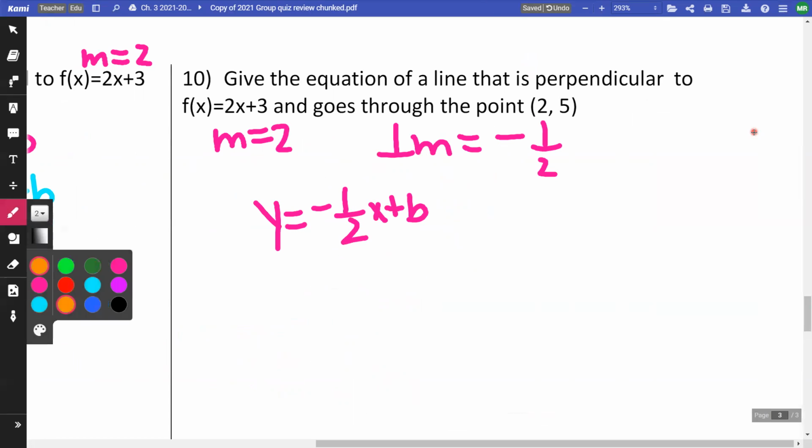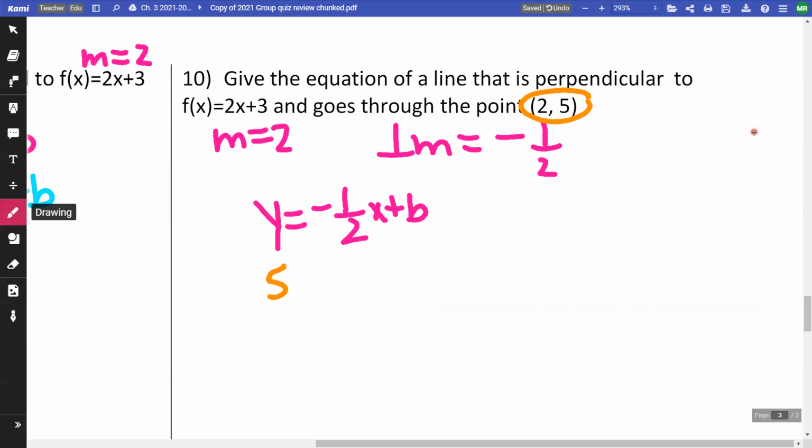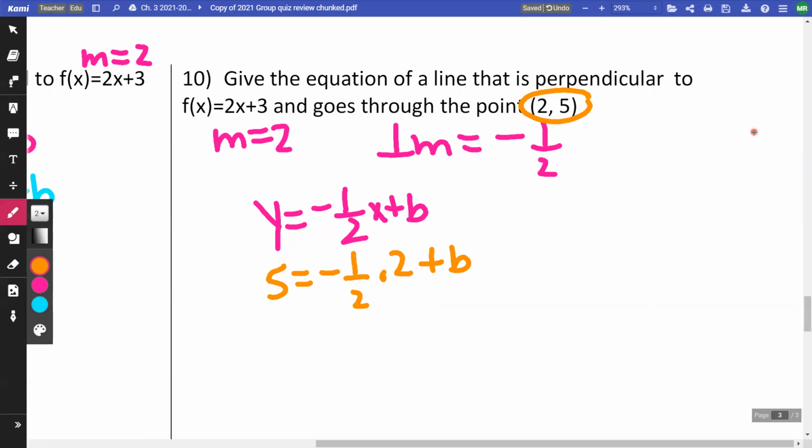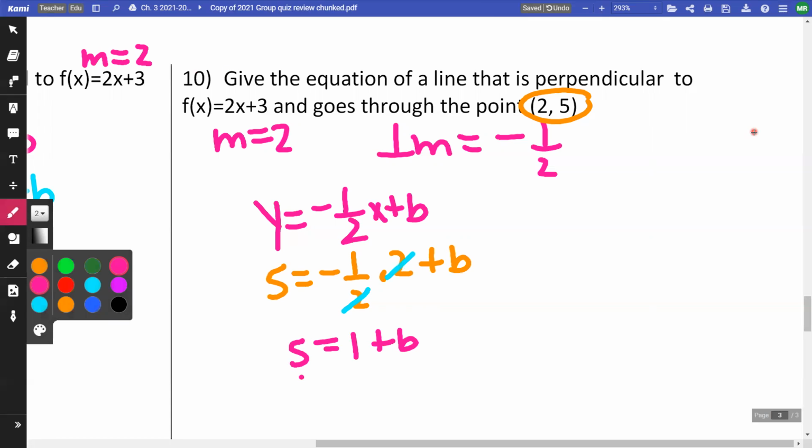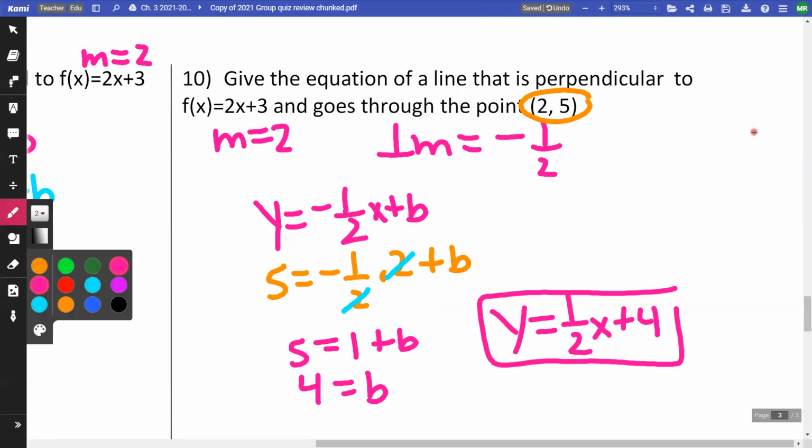I am going to take this point (2, 5), put the 5 in for my y, put the 2 in for my x, and work it out. So here, this 2 and 2 are going to cancel out. I'm going to get 5 is equal to 1 plus b. I subtract 1, I get b is equal to 4. So my equation is going to be y equals negative 1/2 x plus 4.